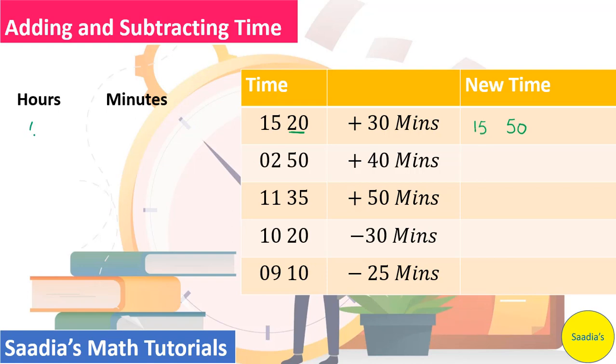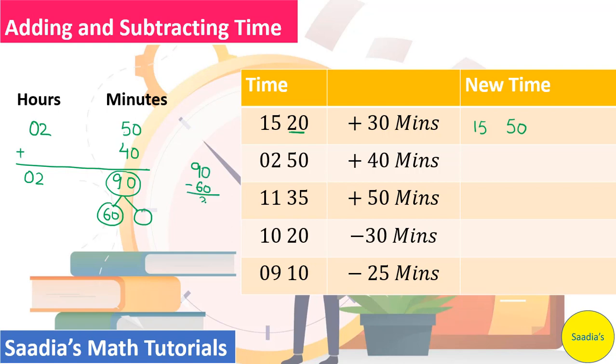Now 2 hours and 50 minutes, we have to add 40 minutes. 0 plus 0 is 0, 5 plus 4 is 9, and 2. Now this number is greater than 60. We have to split it. 60 minutes and what? Let's check. Subtract 60 from 90. We have 30. So 90 minutes means 60 minutes and 30 minutes. What does 60 minutes mean? 1 hour. So what would be the time? 3 hours 30 minutes.